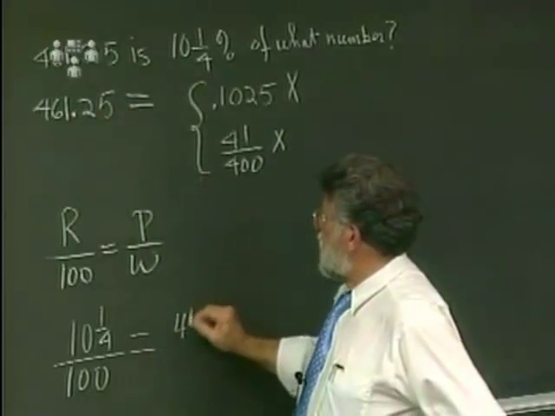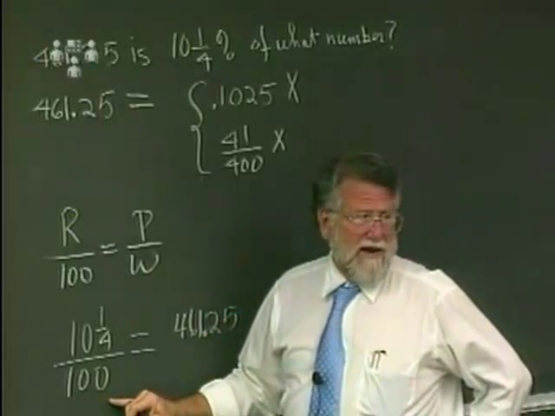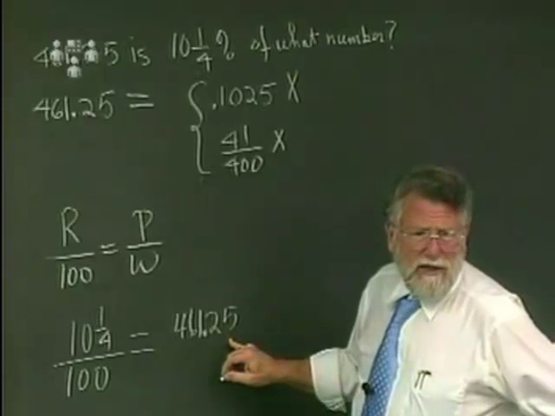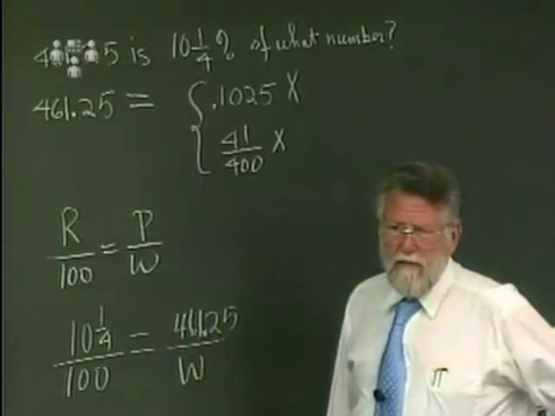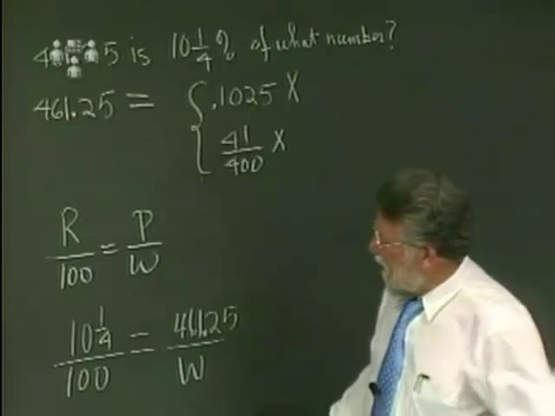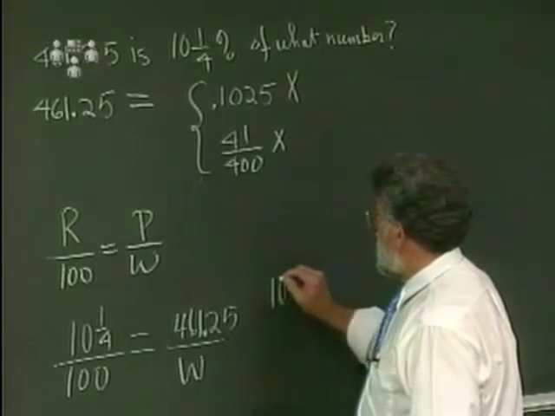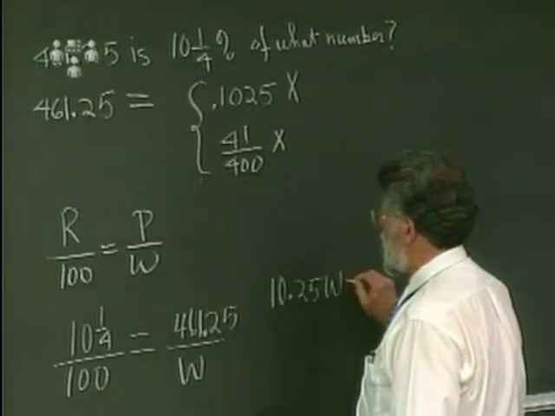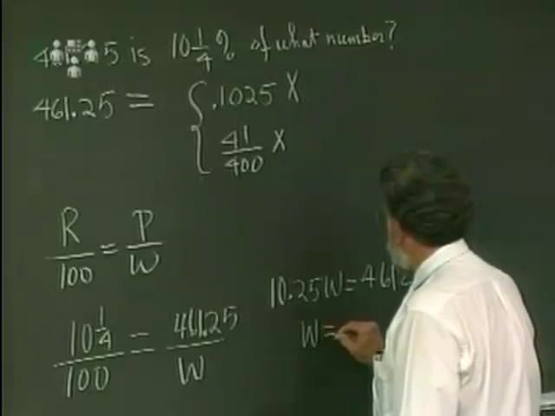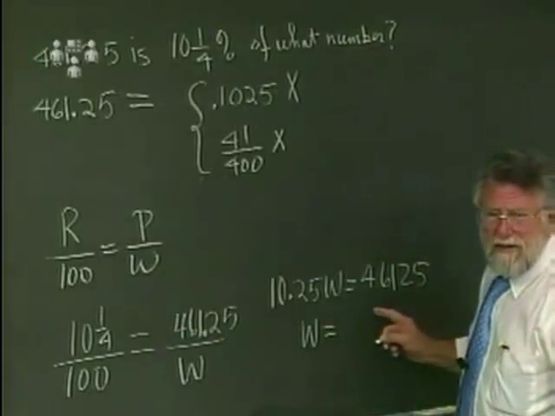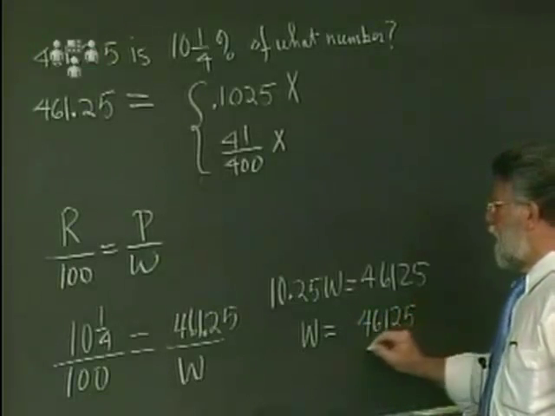So I have the 461.25, and suddenly I sort of like that 100 down there, because when I cross multiply, the decimal is going to go 2 places to the right, and no decimal. I've got my W. Okay, so the cross product. You see where this is nice here? That will just move the decimal 2 places to the right. So I have 10.25 W equals 46125. So W is going to equal this rather large number, 46125 over what?